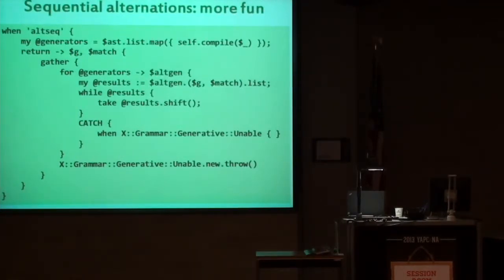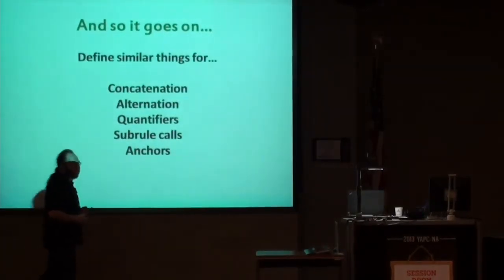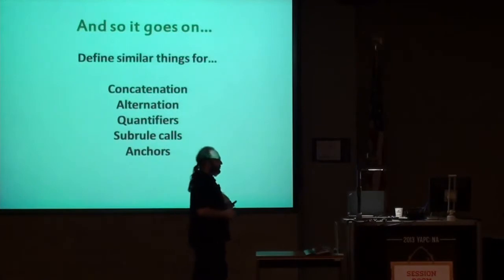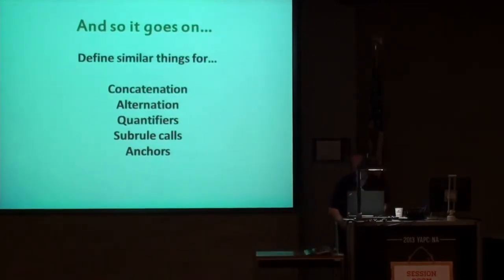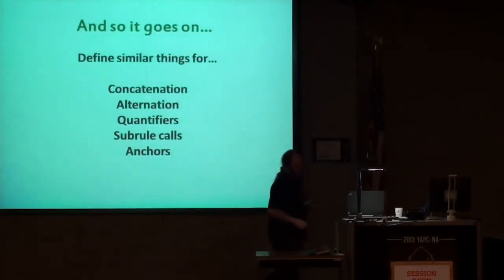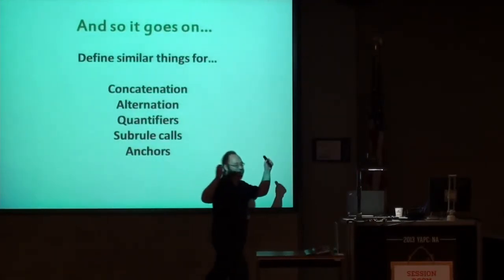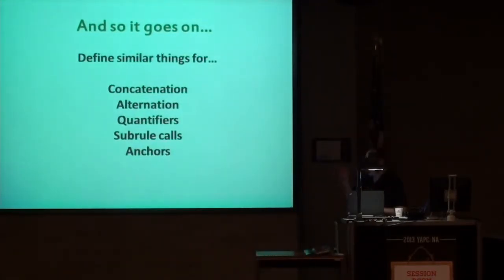Okay, so basically, you do things like this, but worse, for concatenation, alternation, quantifiers, subrule calls, and anchors. And anchors are a real mess when you're doing this stuff, because you sort of have to go looking either side of them. But you're trying to generate the string out, and it was horrible. You should see the code.